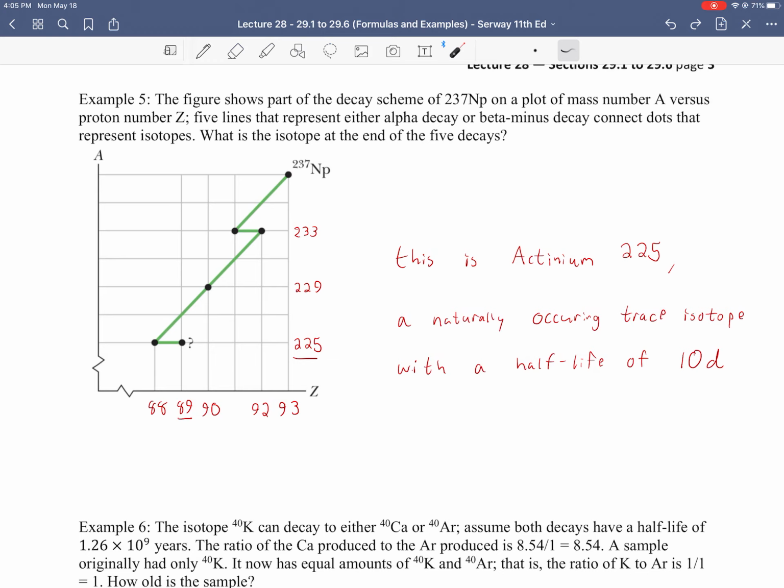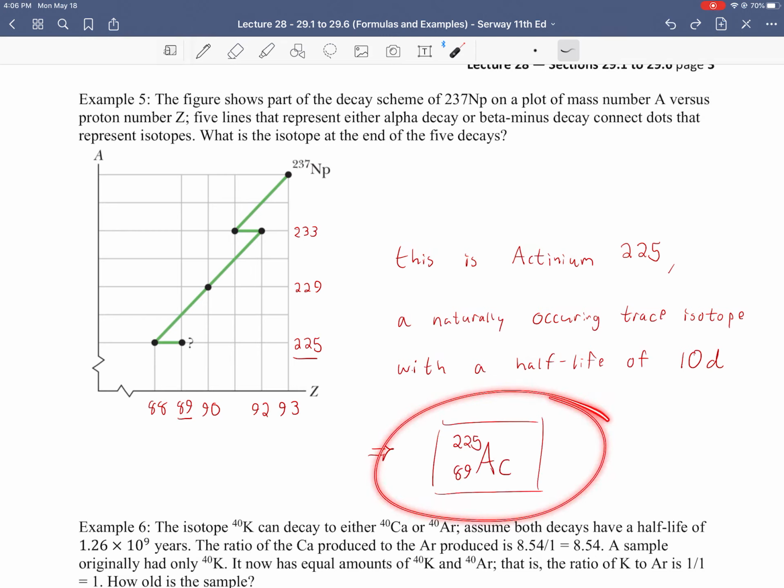And again, the atomic mass number is not exactly the same as the atomic mass, because nucleons have different weights depending on their relative location on the periodic table to iron. That's why there's always those decimals afterwards. But to a good approximation to an integer, you can say the atomic mass is about 225, though those extra values matter. Here we're talking about the atomic mass number after all, 225. And this is a naturally occurring trace isotope with a half-life of about 10 days, incidentally.